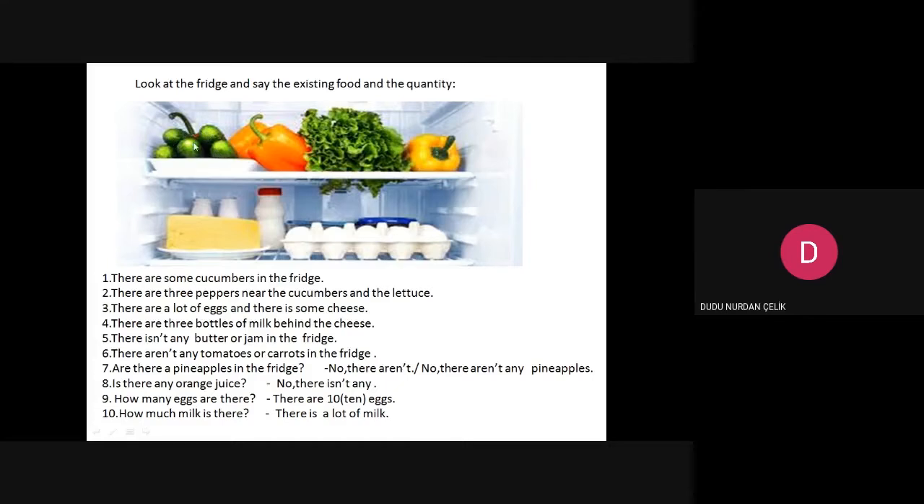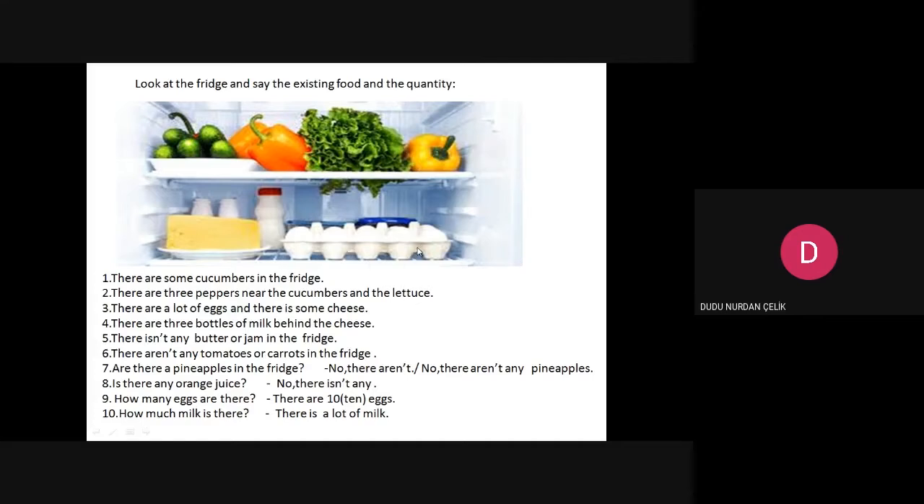Countable noun. So when we have a countable noun, we use plural. There are, because there are 5. But look, 1 lettuce. We say there is a lettuce in the fridge. Look at the second sentence. We can see 3 peppers. So we say there are 3 peppers near the cucumbers and the lettuce.